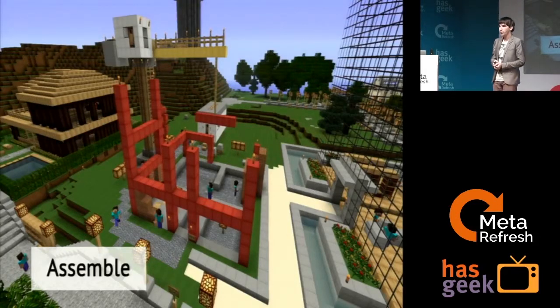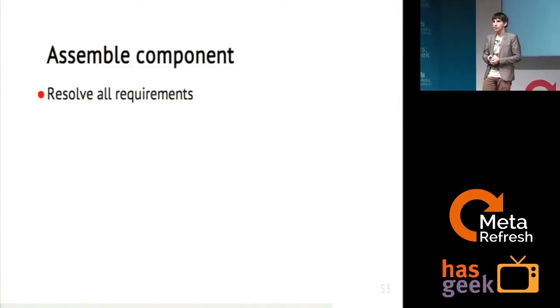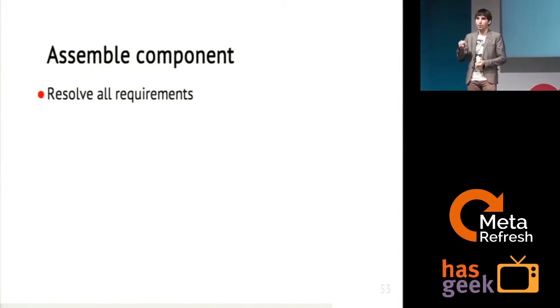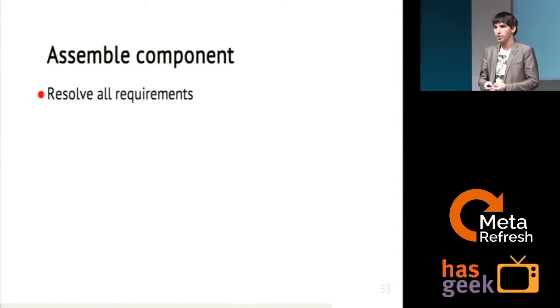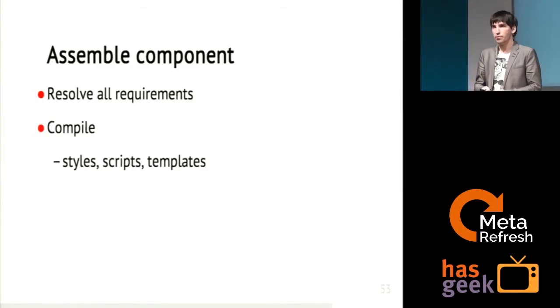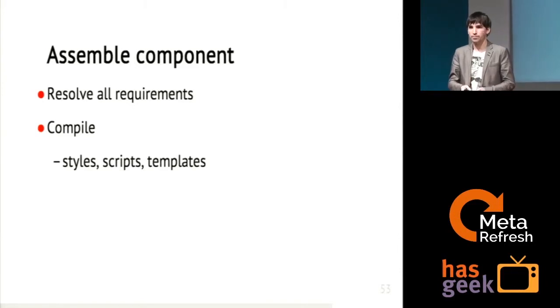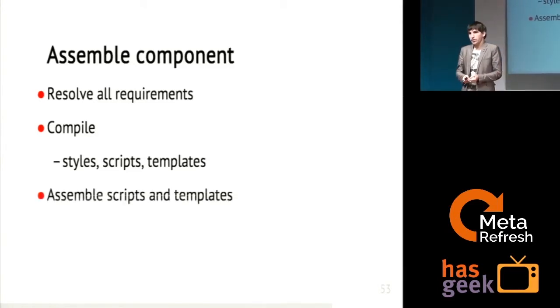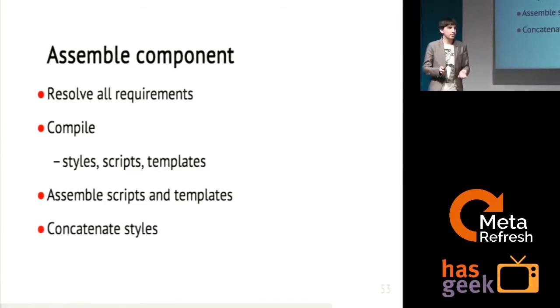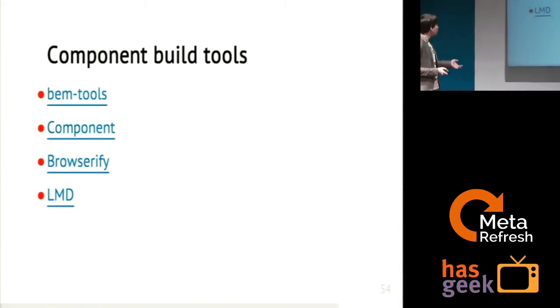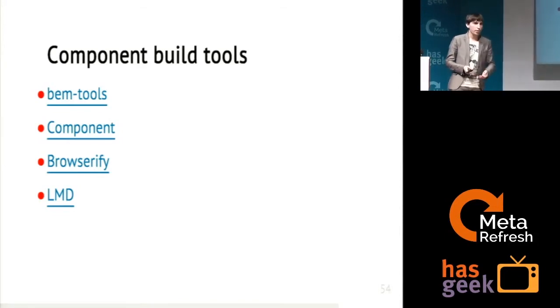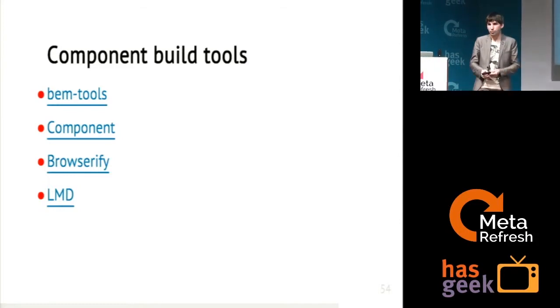Now we have the JavaScript, CSS, and HTML layout of our component, and it's time to build this component. The building process is required because we are using some external dependencies and we must include them into our final JavaScript file. Also, we can use Stylus for CSS and CoffeeScript for scripting, and we should compile them to the native format. The assembly process is also automated and simple, and developers may choose one of these build tools to assemble their components. For example, Browserify or BEM tools or even LMD.